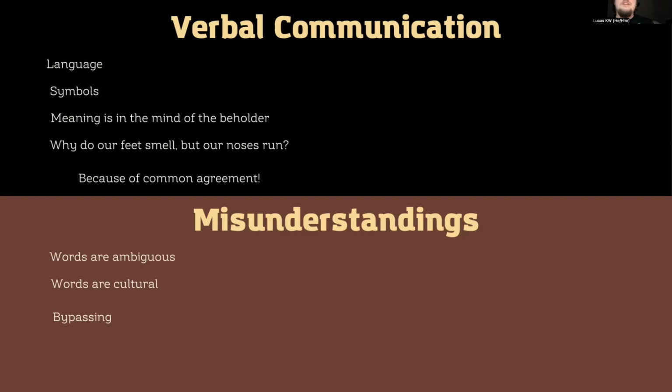So if someone said to you that they were from the Bay, you would think San Francisco Bay. But if someone like me, who moved up here from Los Angeles, heard you say that, we would think that you were talking about the South Bay. Okay. So there's misunderstandings because words are ambiguous. There's misunderstandings because words are cultural, just like how even in California, that one phrase has different cultural meanings.